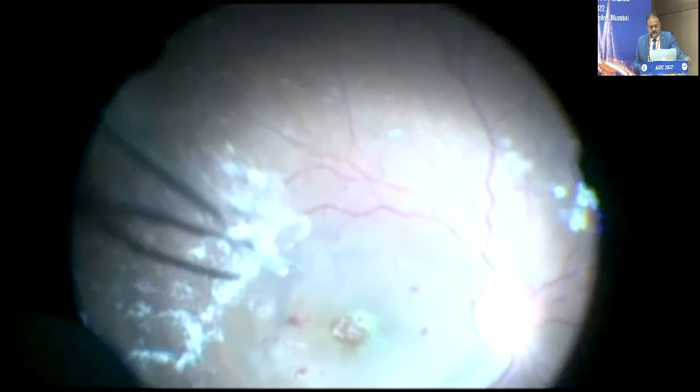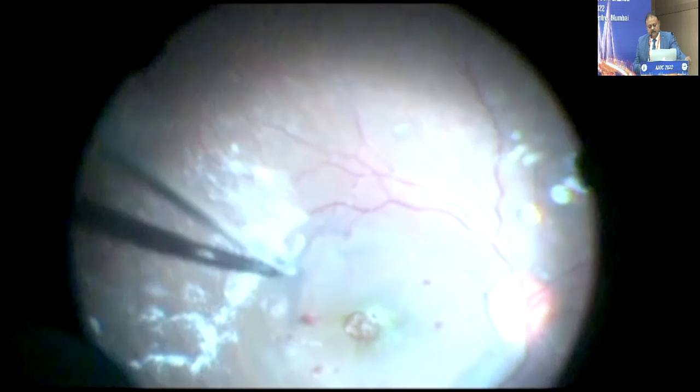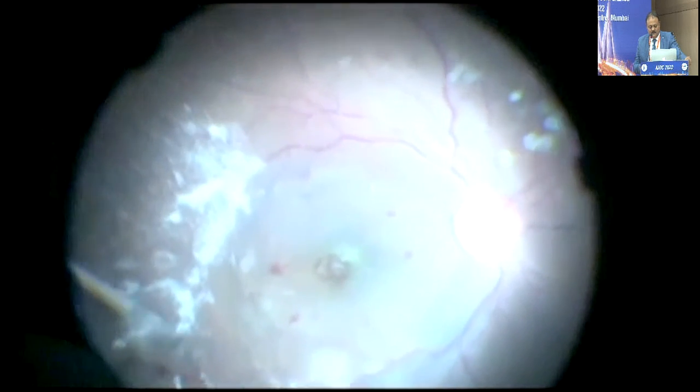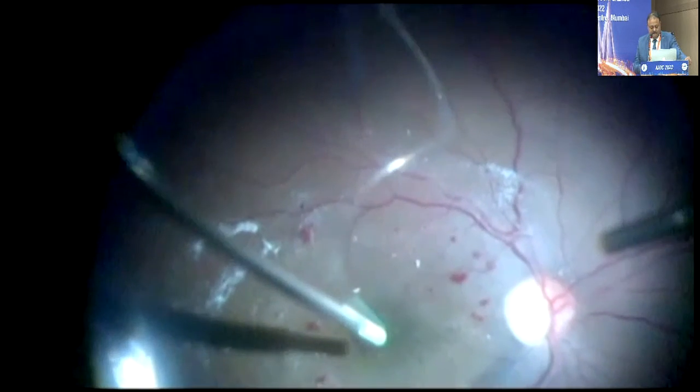So this is like a large macular hole, and this was associated with epiretinal membrane as well. You can see the sediments of triamcinolone sitting on the ERM. So we are removing the ERM and ILM complex in toto. And now we can see the macular hole, which is quite a large one.